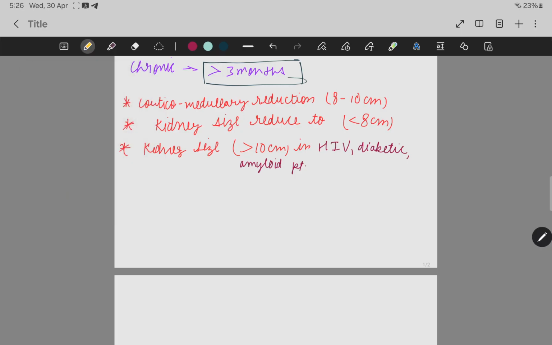For chronic kidney diseases, a GFR value less than 60 ml per minute is a sign of concern. Anything above 60 ml is normal.